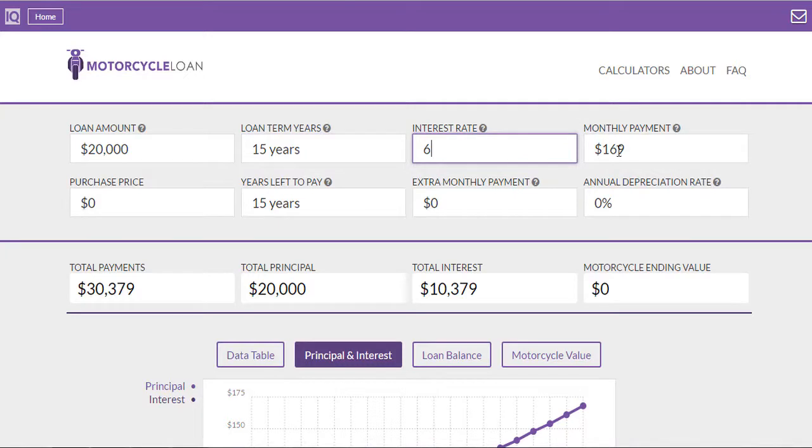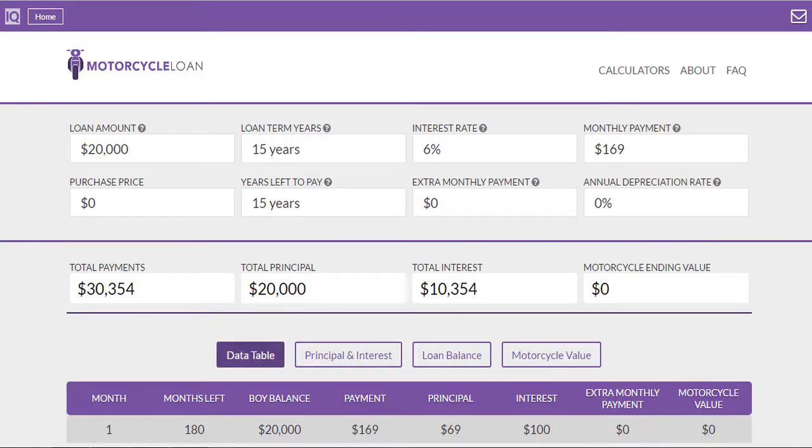The monthly payment field is calculated, but the user can also enter their own loan payment amount, and the calculator loan amortization table below will update to demonstrate how your loan would behave at that payment amount.